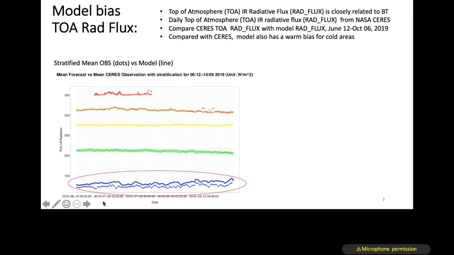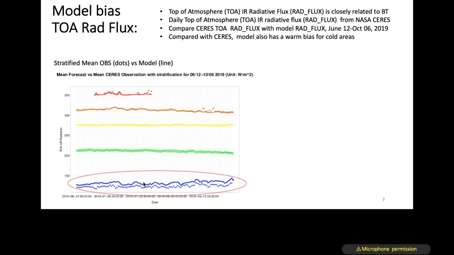But if we look at the cold end again, the model and the observation are well correlated. They go up and down together, but we can see that there is a consistent bias from the model output. It's also a warm bias. So both the NASA GOES-R brightness temperature and the NASA radiative flux data confirm this model's cold bias, I mean, warm bias in the cold areas.